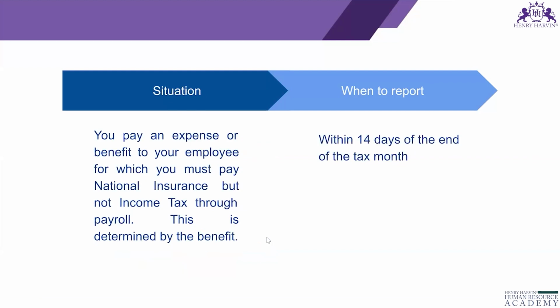The other situation could be you pay an expense or benefit to your employee. This is always out of payroll, for which you must pay national insurance, but not income tax through payroll. This is determined by the benefit. So in that case, if you are reporting an FPS for the additional expenses or benefit paid to the employee, then report within 14 days of the end of the tax month.